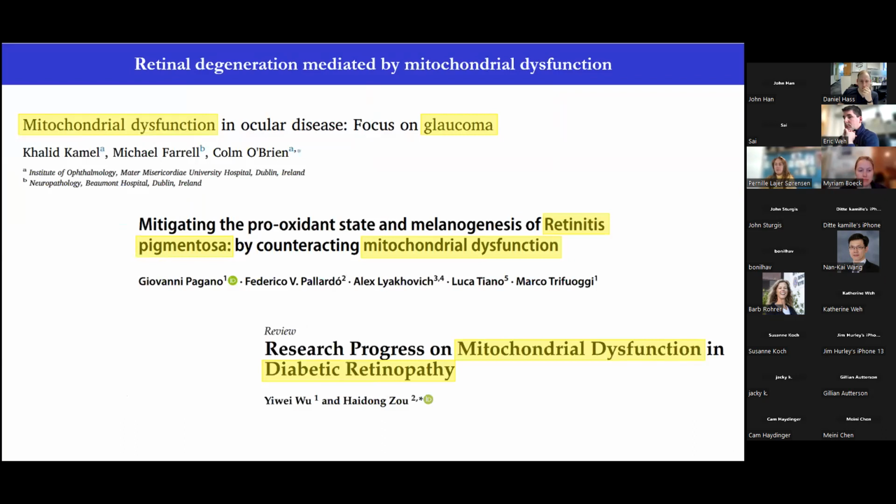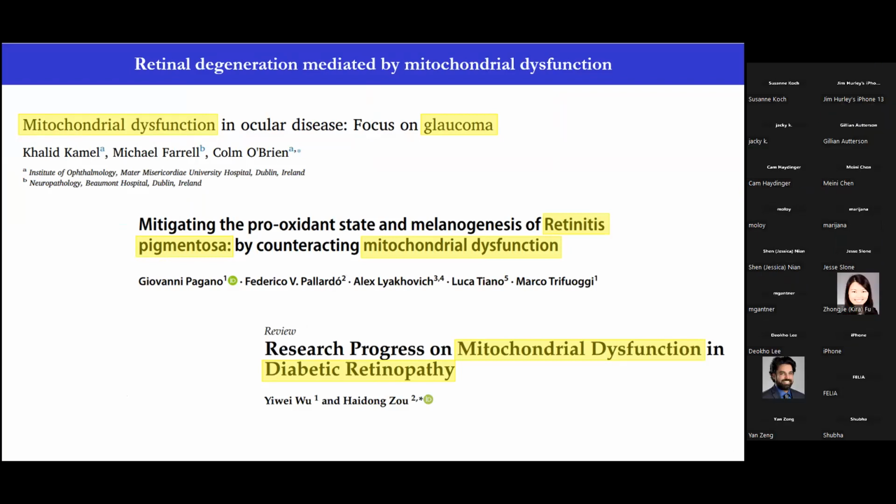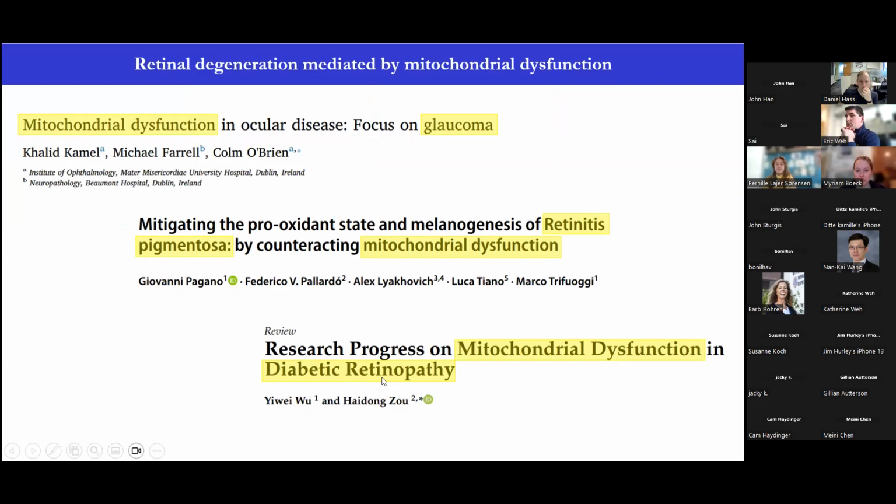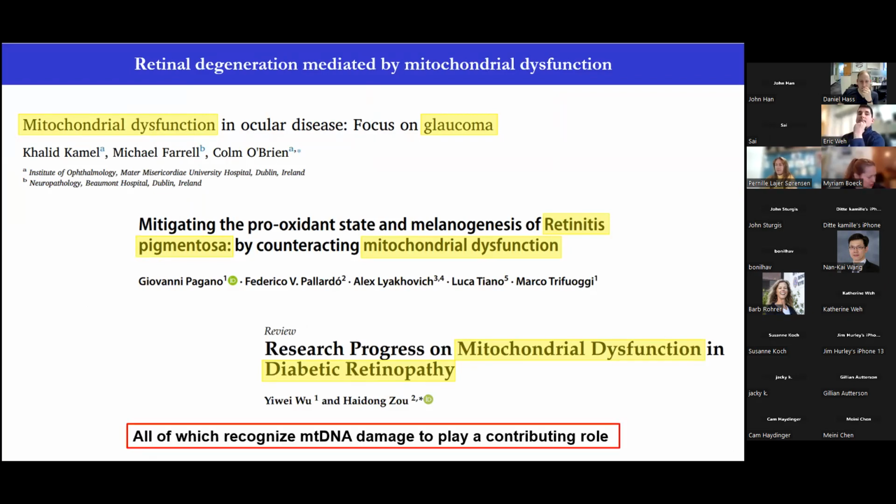And so since Farrington's group published this work, and even maybe sometime before, this idea of mitochondrial dysfunction in the field of general retinal degeneration as a whole has kind of started to explode. And so there are groups all around the world investigating mitochondrial dysfunction as it relates to things like glaucoma, retinitis pigmentosa, diabetic retinopathy, and just a number of other retinal degenerative conditions. But what's interesting about these studies and these reviews is that they all seem to recognize that mitochondrial DNA damage is playing a contributing role to mitochondrial dysfunction in the retina.